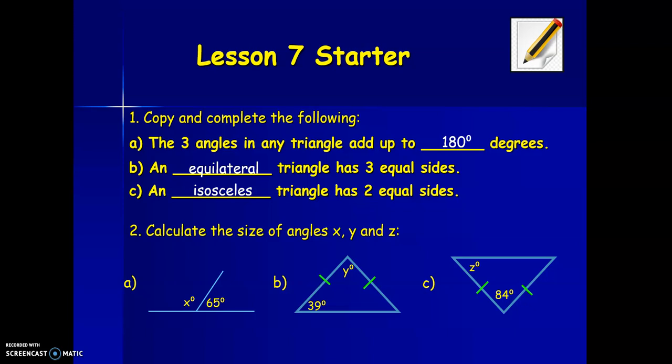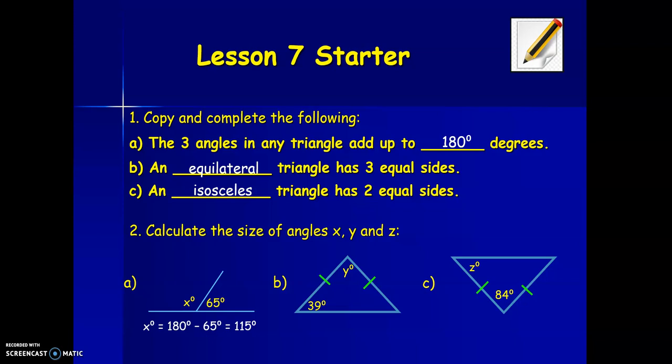So in 2A, we have a straight angle, and this has been divided into two parts with 65 degrees on the right-hand side and X on the left-hand side. To calculate angle X, we need to remember that a straight angle is 180 degrees. So we do 180, take away 65, and that leaves us with 115 degrees.